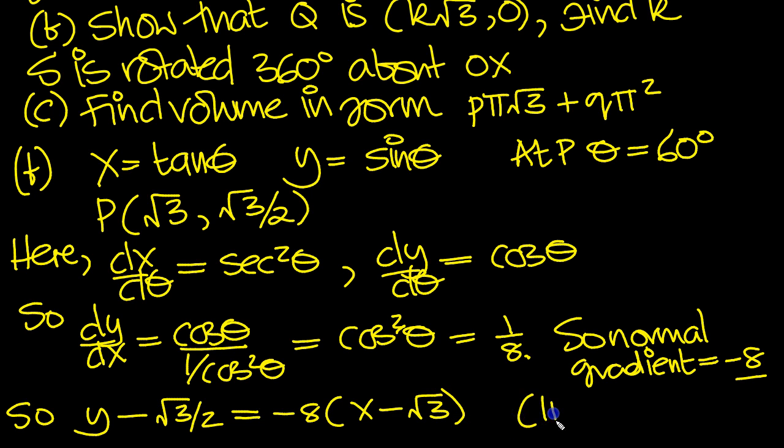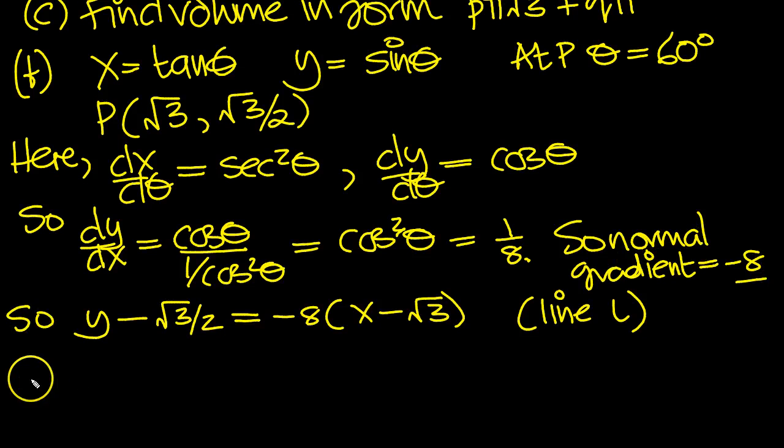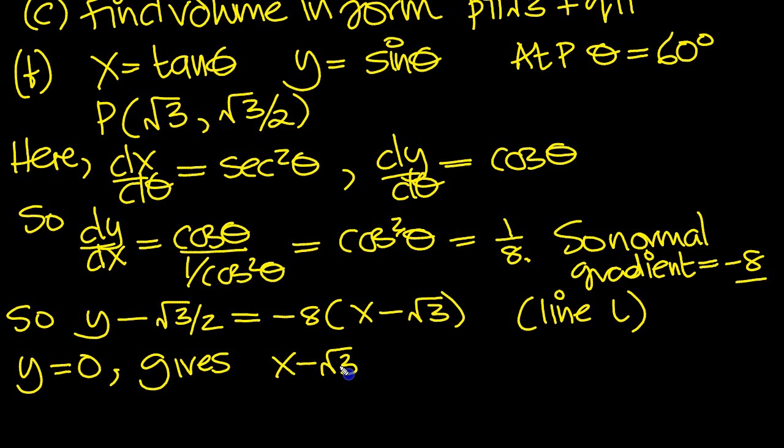This is the line L. Now the line cuts the x-axis, so y equals 0. That would then give x minus root 3 in a bracket. Now the y is 0, so the minus 8 comes underneath this minus root 3 over 2. Reading it from right to left, it's root 3 over 16, isn't it?